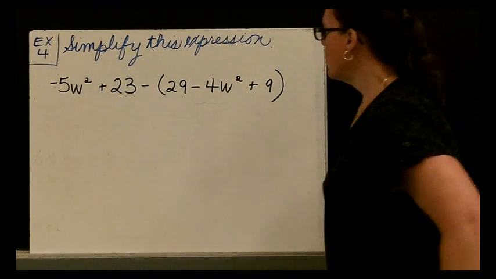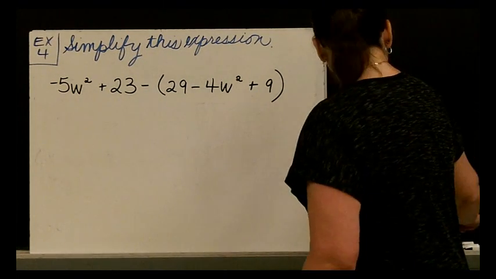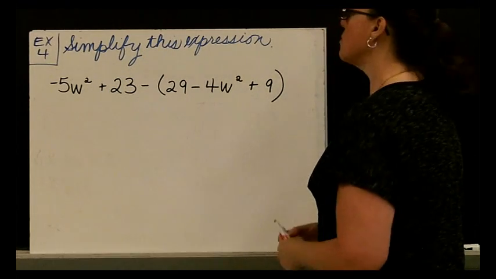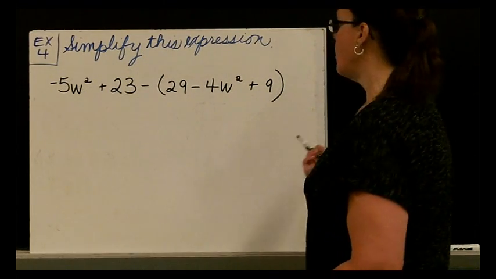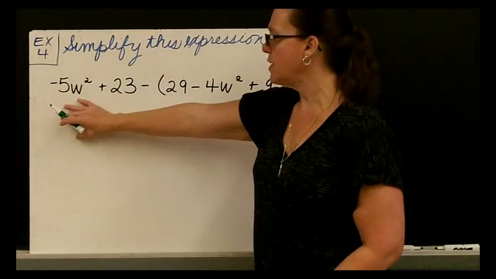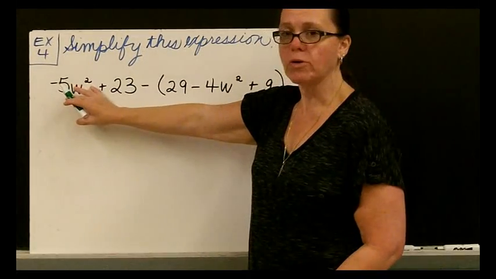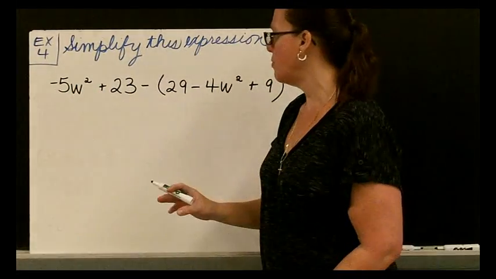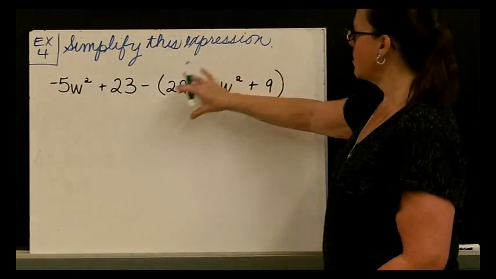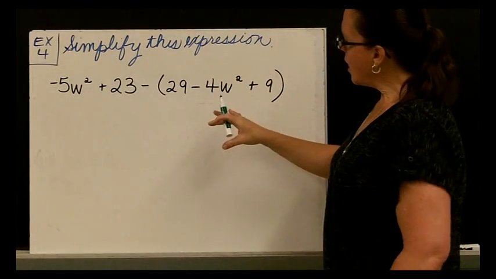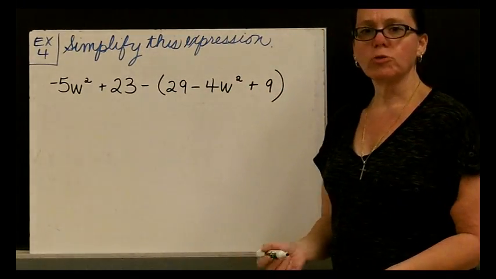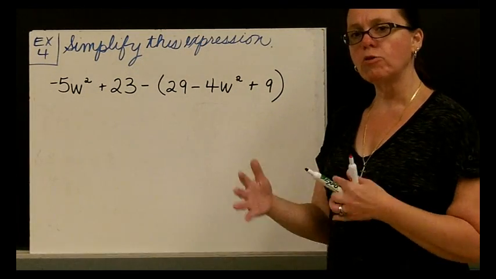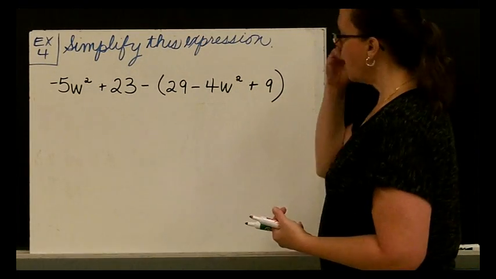Wow, take a look at this. Here again, we have 5 terms. We have a negative 5w to the second power. We have positive 23. And take a look at this. We have an example of the distributive property, but one that you may not be used to yet.